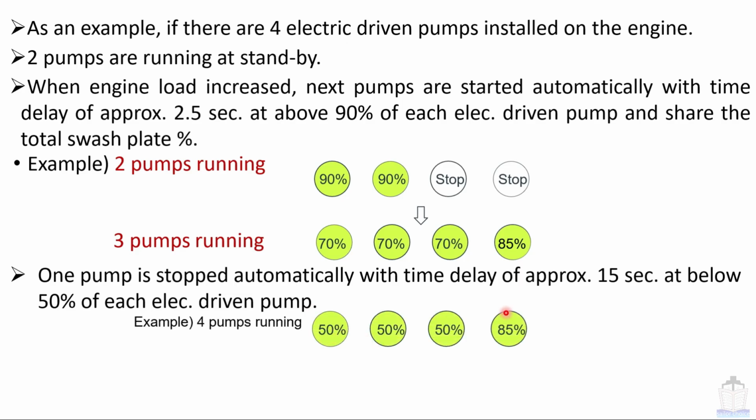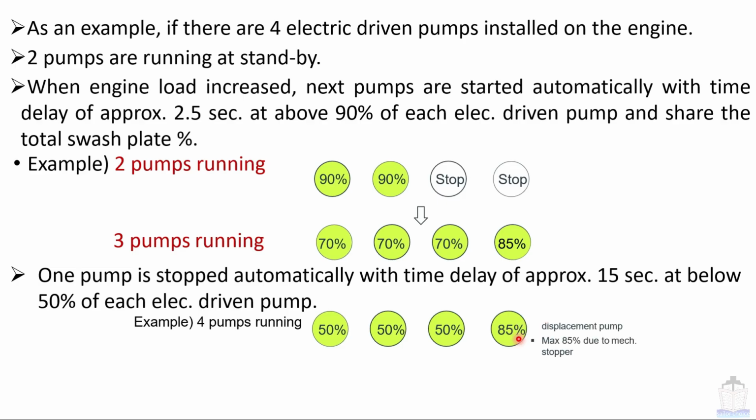Now suppose all 4 pumps are running and the load has started decreasing. Once it reaches below 50%, then one pump will be automatically stopped with a time delay of approximately 15 seconds. The stopping pump will be the one which is fixed type.